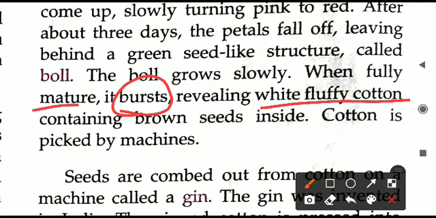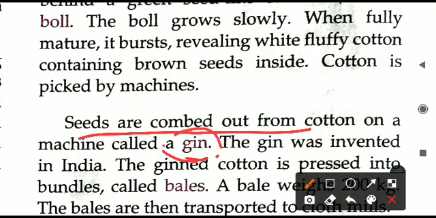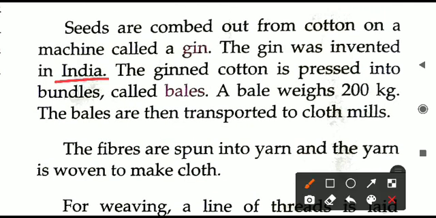So actually it is not threads to say, it is fibers only. So cotton we can observe there, and that is having brown seeds also inside it. So cotton is then picked by the machines, and then the seeds are removed from that, because seeds are also present there. So cotton will be taken using a machine. That machine is called a GIN.